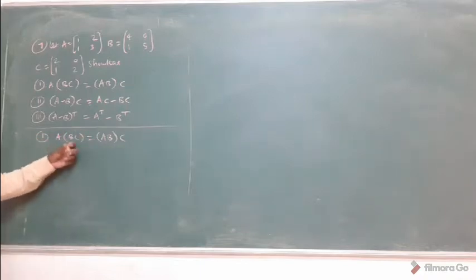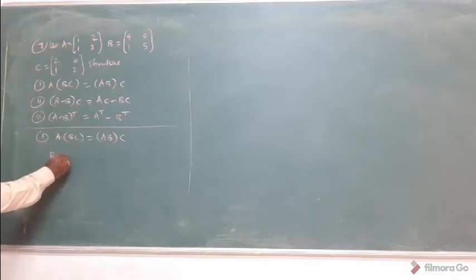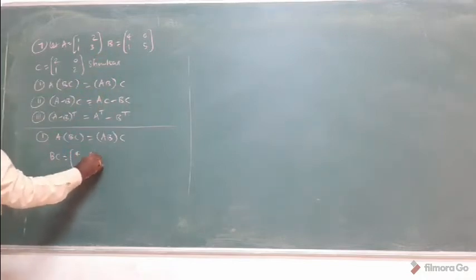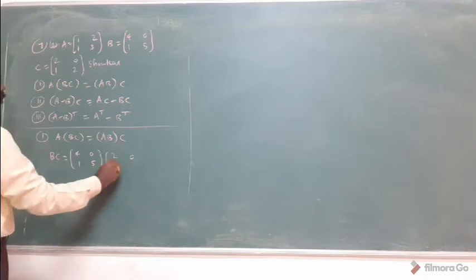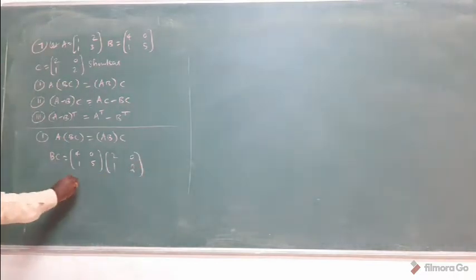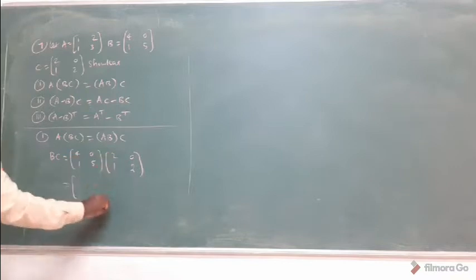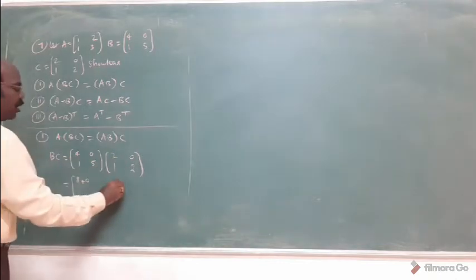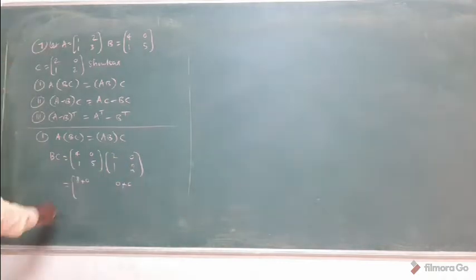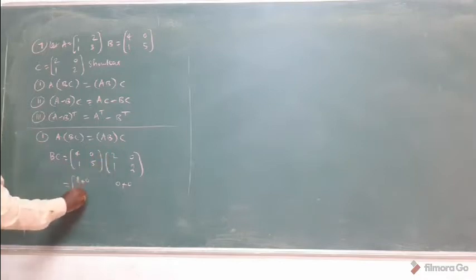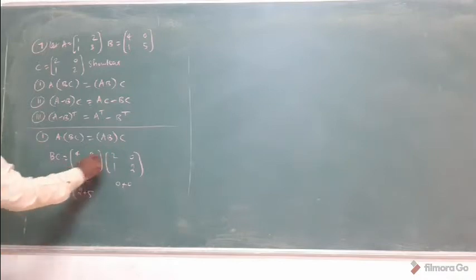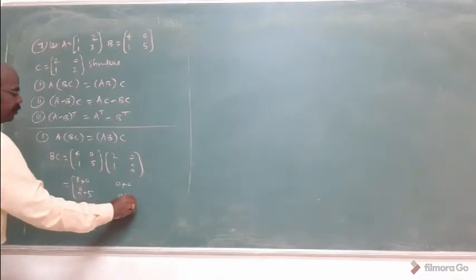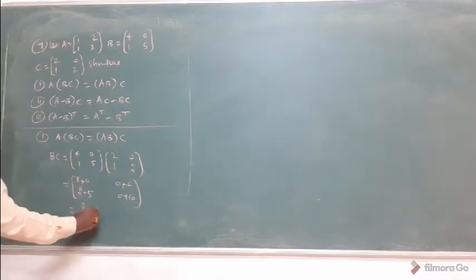Now, I want to take the first one. Write the question: A(BC) is equal to (AB)C. Already told you, this is the problem. First find what is inside the bracket, BC. What is B? 4 0 1 5. C is what? 2 0 1 2. First column: 4 twos are 8, 0 ones are 0. 4 zeros are 0, plus 0 into 0. Second row, first column: 1 two is 2 plus 5, 5 ones are 5, 1 zero is 0, 5 twos are 10. Now 8, 0, 7, 10.